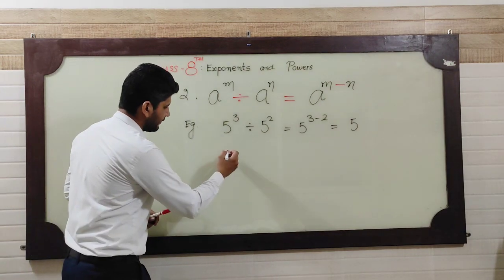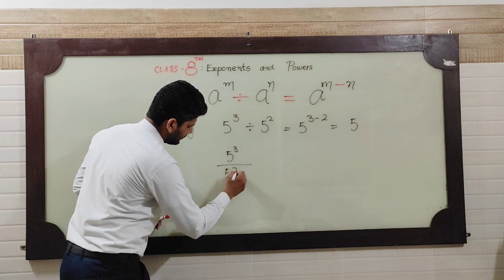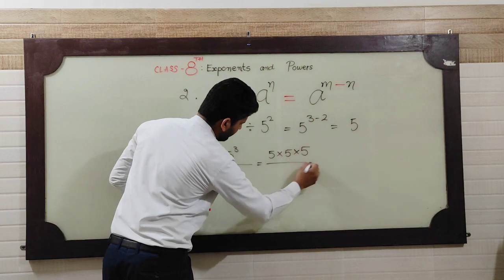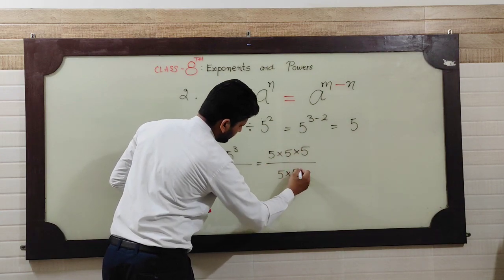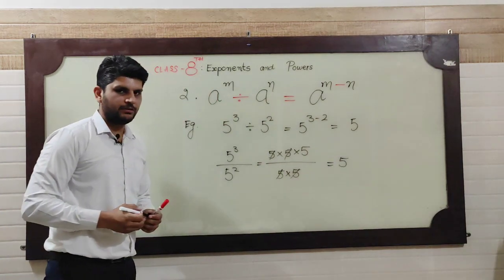Now if we want to verify this, 5 power 3 divided by 5 power 2, then we simply write it 5 into 5 into 5 divided by 5 into 5. Two 5s we can cut and the answer is 5. So the second property is verified also.